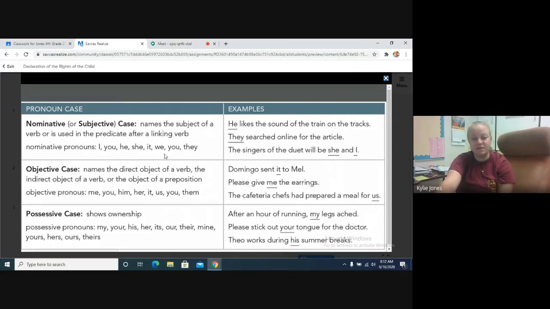In objective cases, you're taking out the direct object of a verb. So this one is like a noun in the middle of your sentence. So Domingo sent it to Mel. Instead of using the word letter, they put the pronoun it. That could be something like Domingo sent a letter to Mel. And they replace a letter with it because we don't need to know. Maybe they already talked about the letter. Please give me the earrings is like saying, instead of saying, please give Miss Jones the earrings. That just sounds weird. So you use the pronoun me instead.